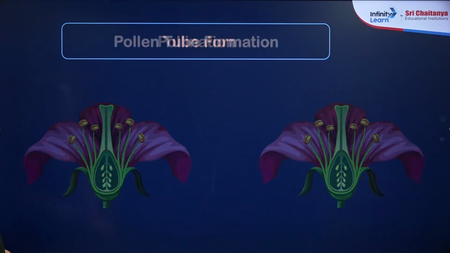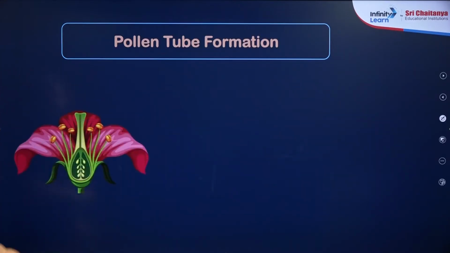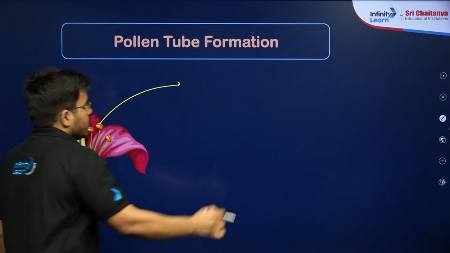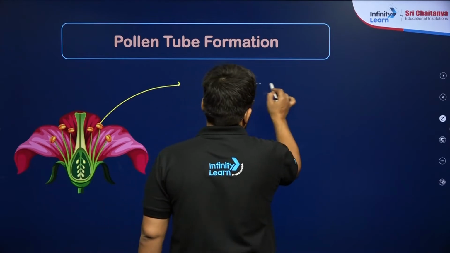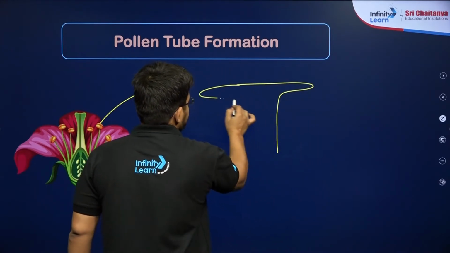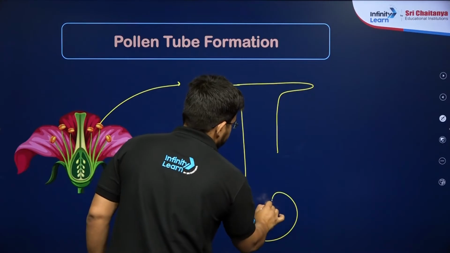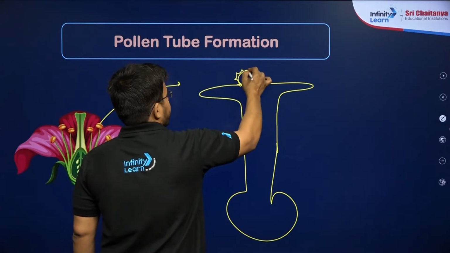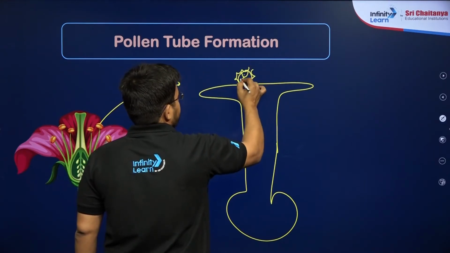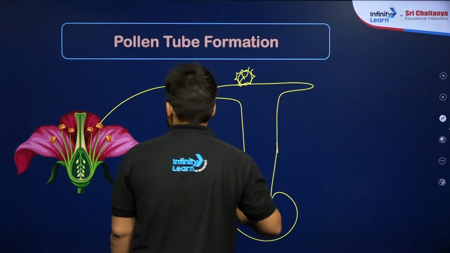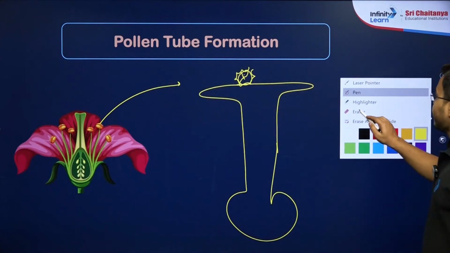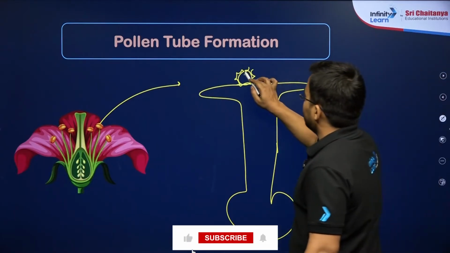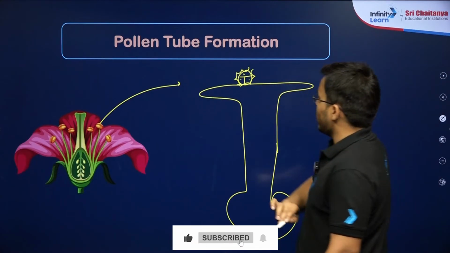Once the pollination is done, what happens next? The pollen grain lands on the stigma of this female part, like this. This is the pollen grain, and it will be landing on the stigma.